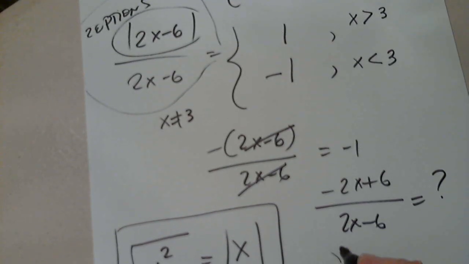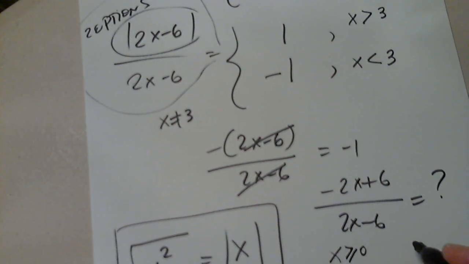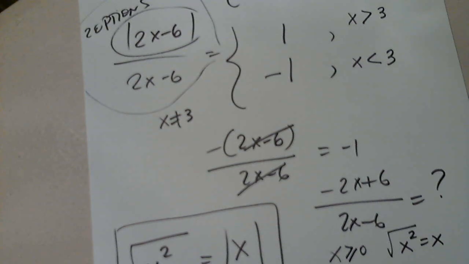Now, if I tell you that x is a positive number or 0, then you can say the square root of x squared equals x. But if we don't know what x is, then I have to write the absolute value. If I'm told, don't worry, everything is positive, then I can write this. But if I don't know, I have to write this.